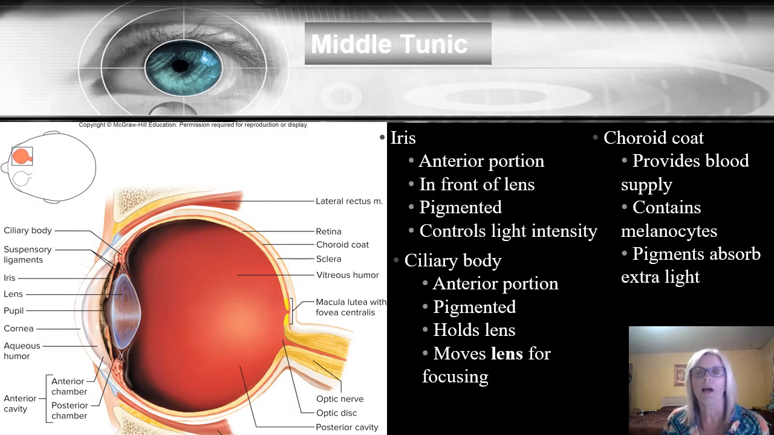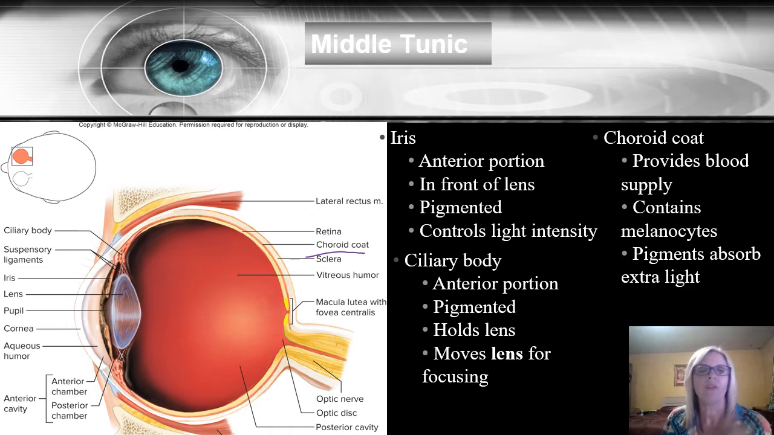The middle tunic of the eye contains the iris, the ciliary body, and the choroid coat. We also call the middle tunic the vascular tunic. You can see the choroid coat here, which is close to the retina. So here's the choroid coat, which lies just anterior, so to speak, to the retina. It joins the sclera and contains many blood vessels. These supply the nearby tissues. It also contains melanocytes, which produce pigment and give the brownish black appearance to the choroid coat. Melanin in these tissues also serves to absorb some of the excess light.